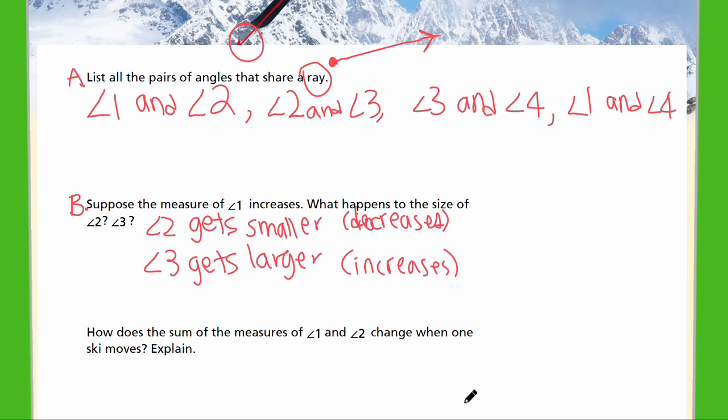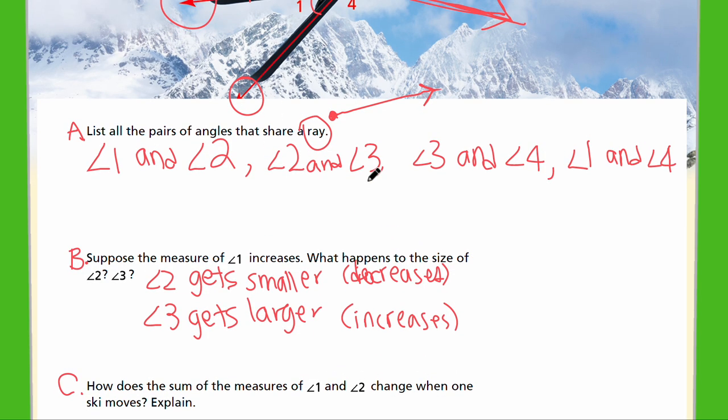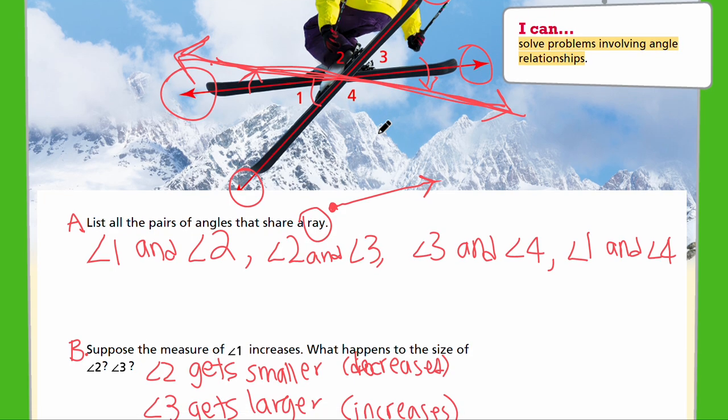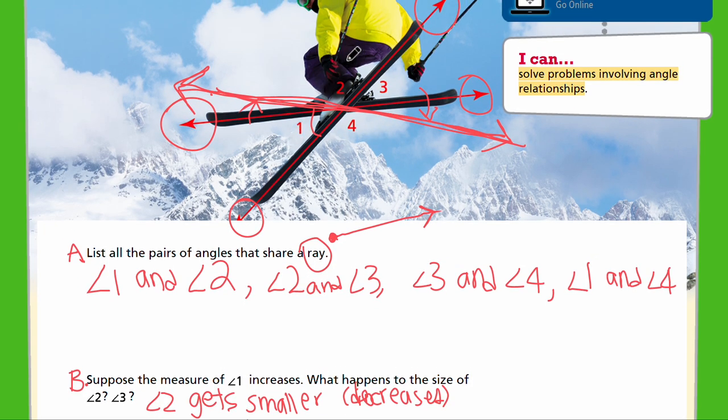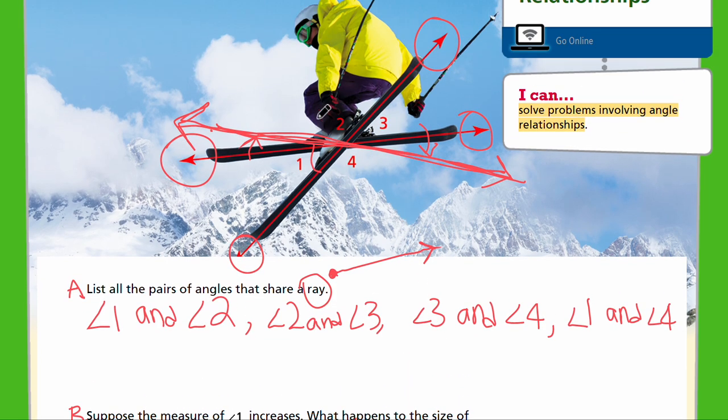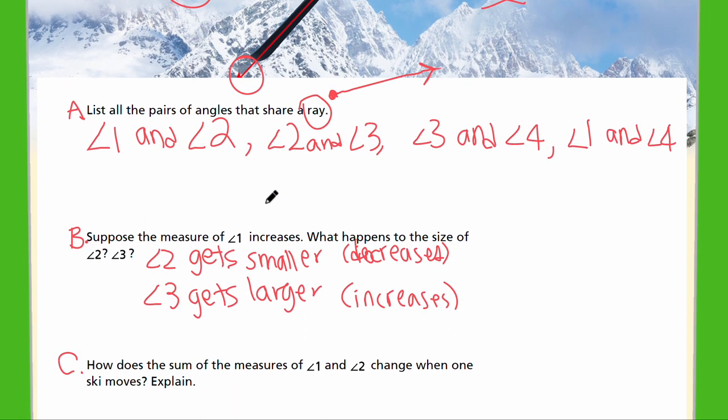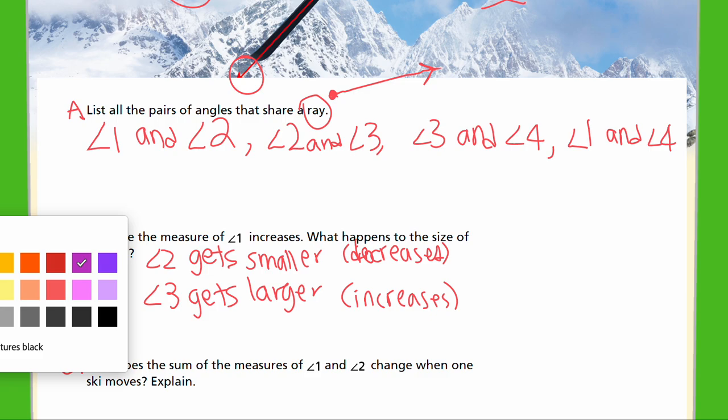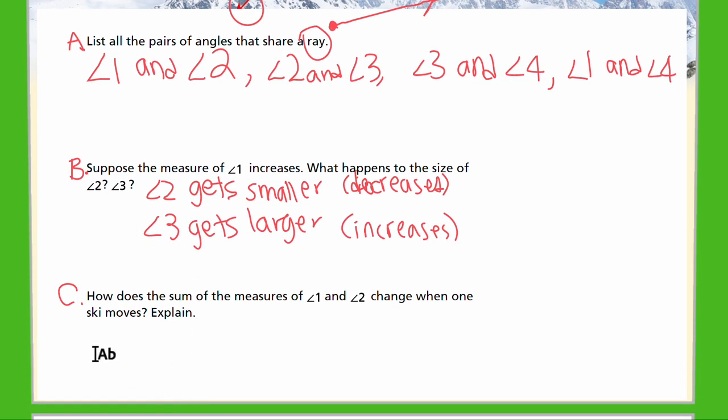So let's look at part C. How does the sum of the measures of angles 1 and 2 change when one ski moves? If one ski moves, the measures of 1 and 2 will change accordingly, but they still form 180 degrees. The sum would not change, but the sizes would change according to what the other angle is. They're called supplementary angles. Complementary angles are for 90 degrees. Supplementary angles is what they're called. That is a vocab word you should know.